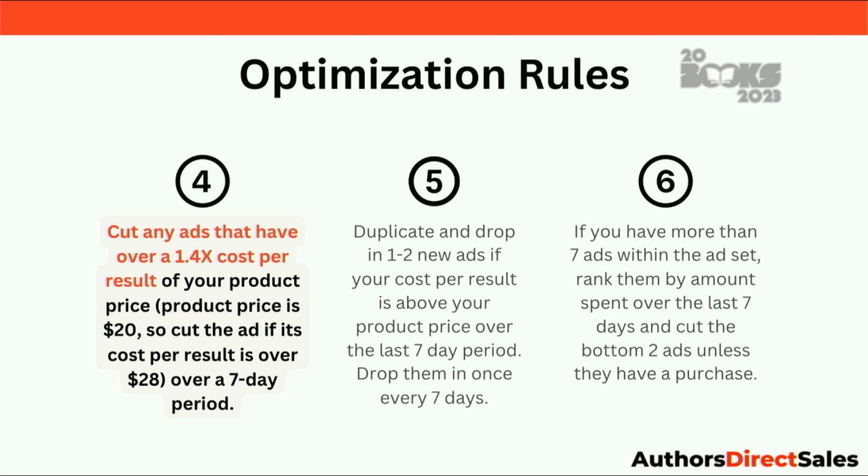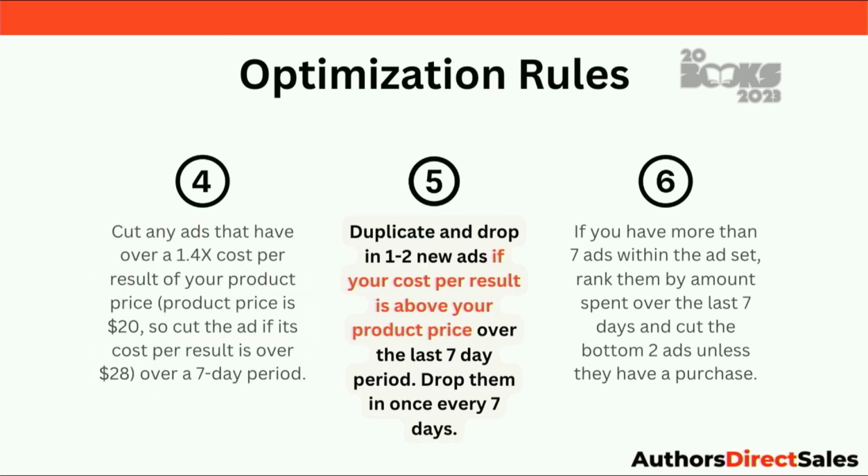Some optimization rules: you can cut any ads that have over a 1.4x cost per result of your product. So if your product price is $20 and you have a cost per result of $28 over a 7-day period, you want to go ahead and cut that ad. That's just been a rule of thumb when you're starting up and scaling, or starting at a minimal budget. If your ads hit that, just cut them.